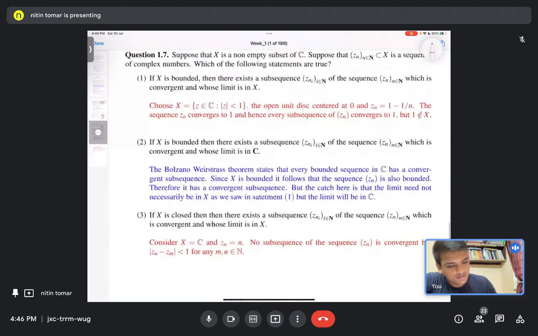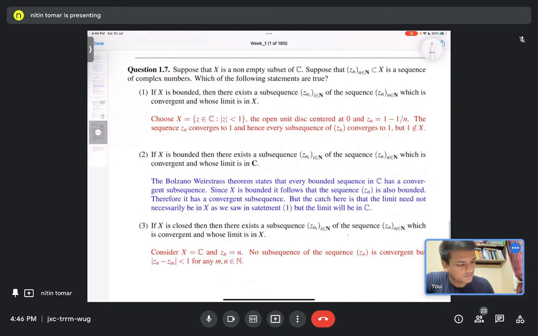Now we have come to the seventh question, and this is one interesting question. So if you have a non-empty subset X of C, and Zn is a sequence of complex numbers. Now the question is, which of the following statements are true? Again, just to remind you, the statements which are false, I have given their explanation in the red color. The statements which are true, I have given their explanations in the blue color. Okay. So the first statement is, if X is bounded, there exists a subsequence which is convergent and whose limit is in X. Okay.